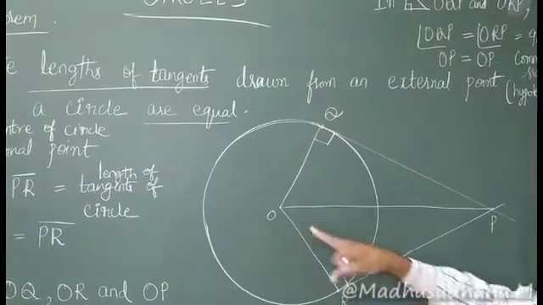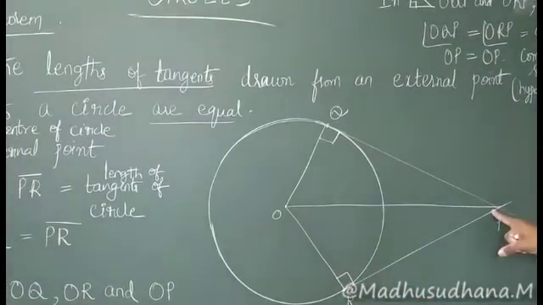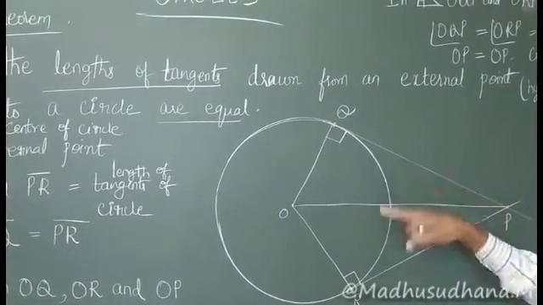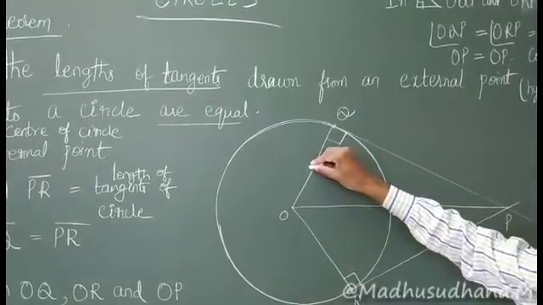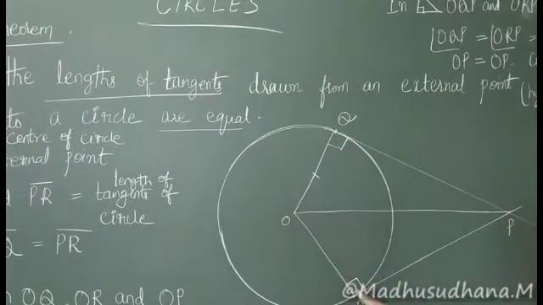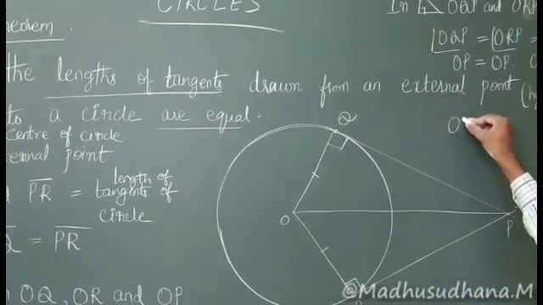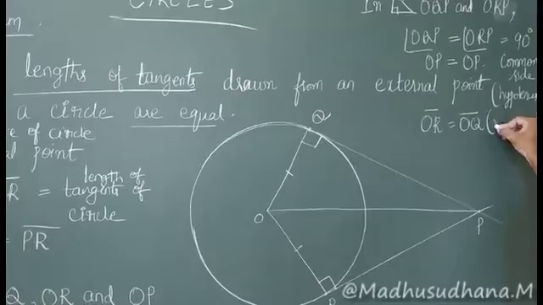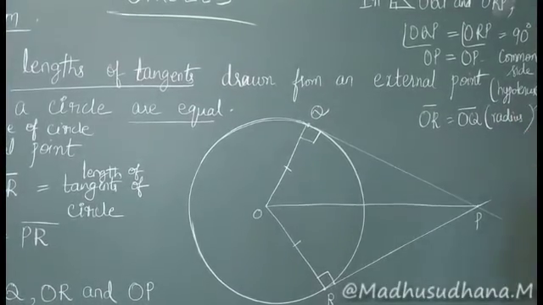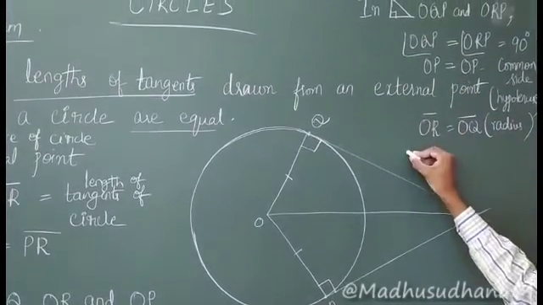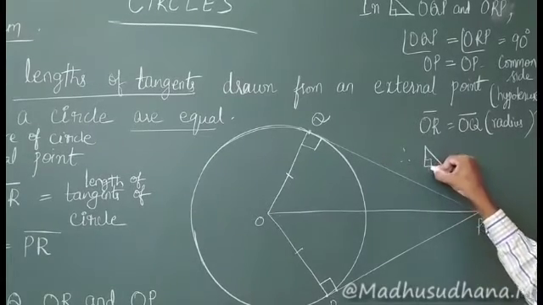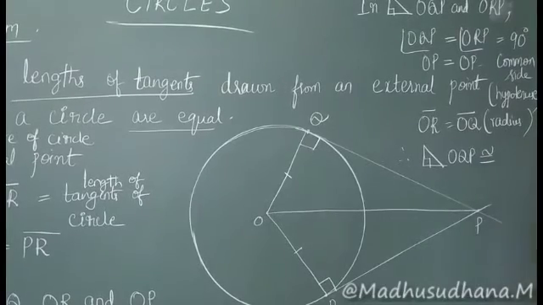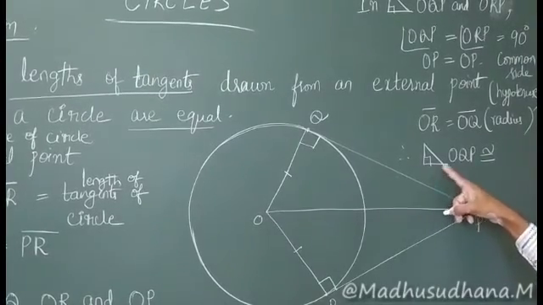From these two triangles we can observe that this angle is 90 degrees, right? A radius is perpendicular to the tangent at the point of contact. Similarly here OR is perpendicular to RP. Then we have OP as the common side for both right angle triangles, and the length of OQ is the same as the length of OR. Let me write OR is equal to OQ. What is the reason? A radius of the same circle.